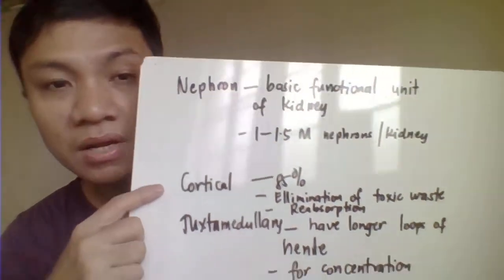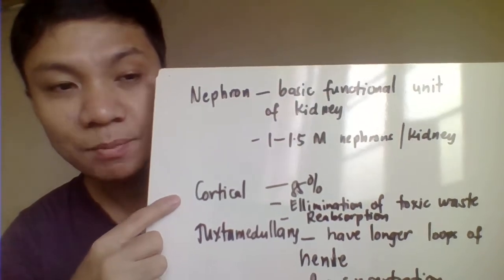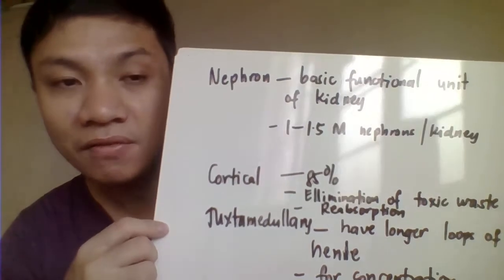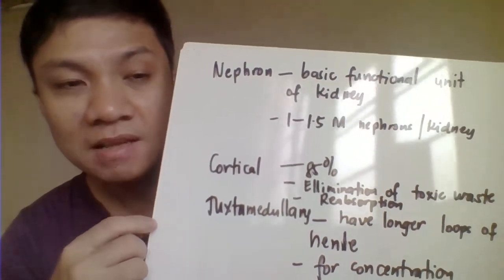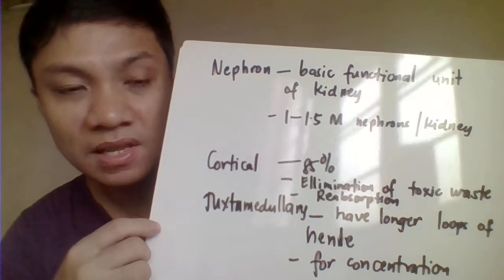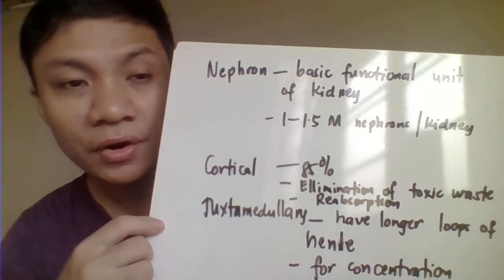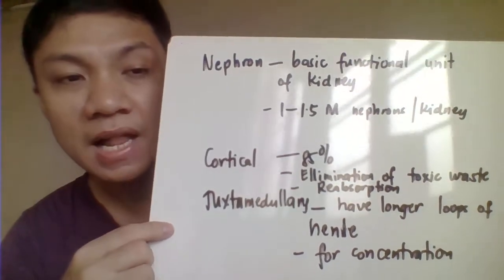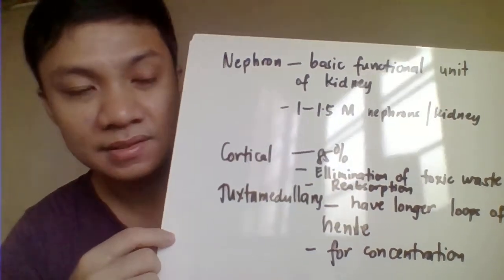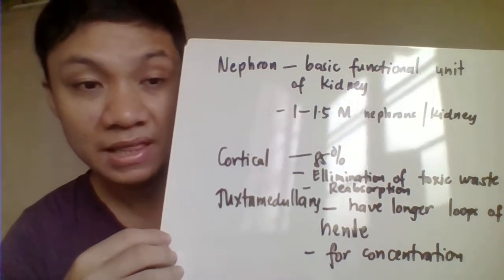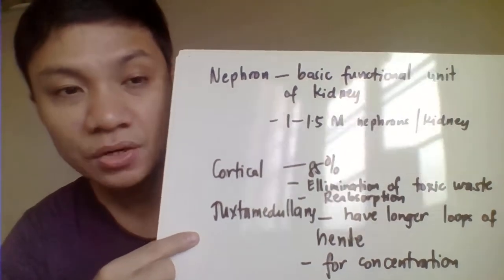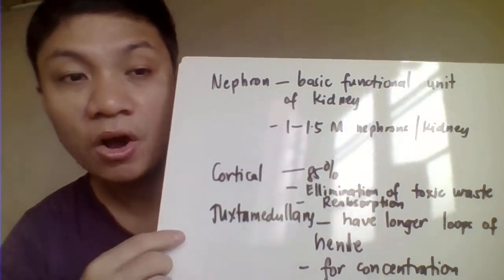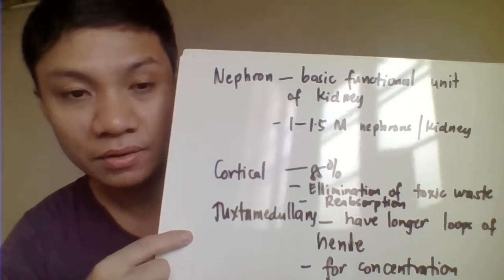As for the functions, your cortical nephrons perform basically two main functions. The first one is the elimination of the toxic waste in our body. Another one, the cortical nephrons are also involved in the reabsorption of the essential substances in our ultrafiltrate. And lastly, the juxtamedullary nephrons, on the other hand, are able to perform the concentration of our urine.